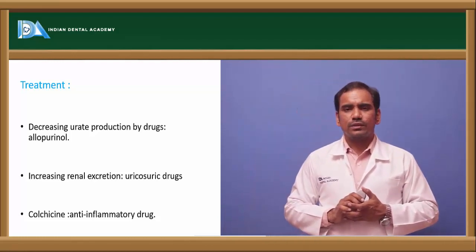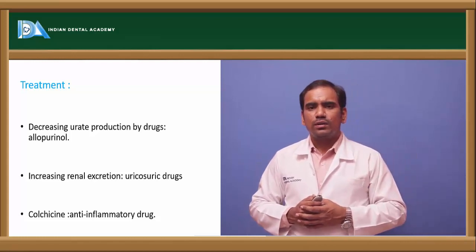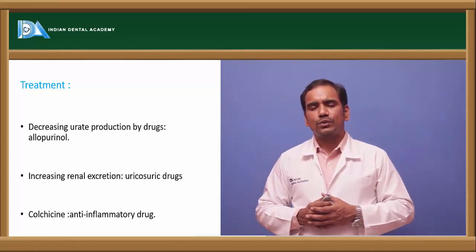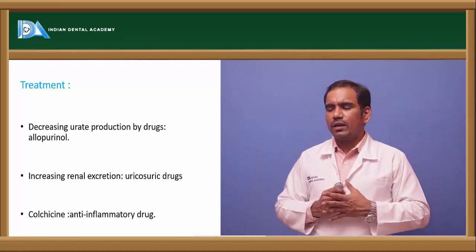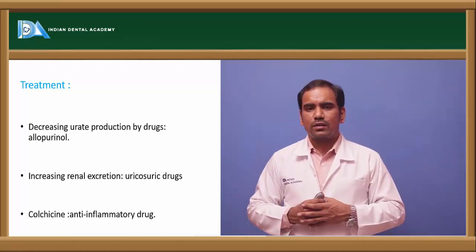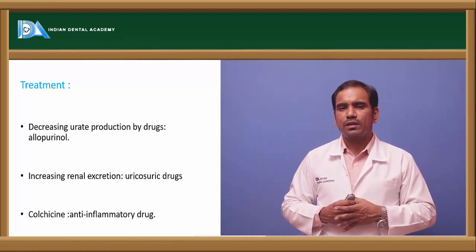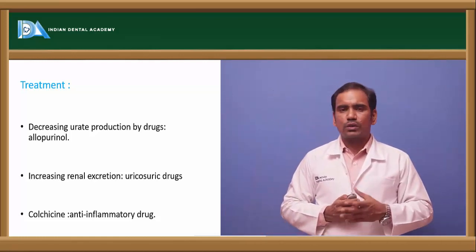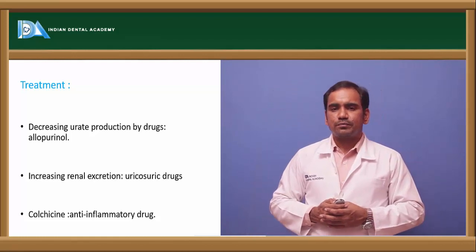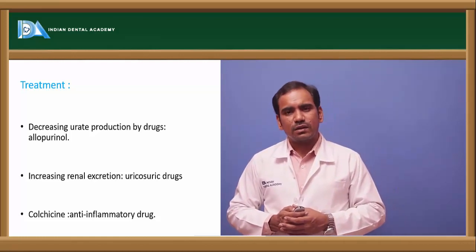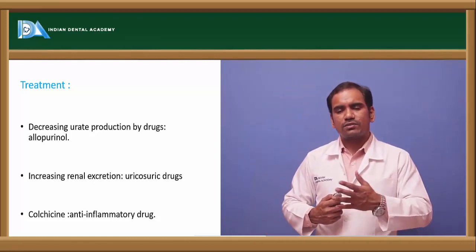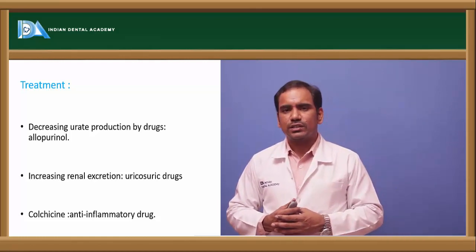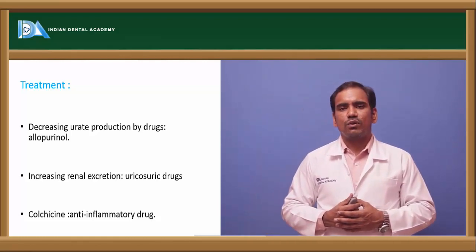And in case of gout, there is increased inflammation. That inflammation can be treated by a drug called colchicine. Colchicine is an anti-inflammatory drug that is also used in case of gout. So this is how we can treat gout, by decreasing the synthesis of uric acid, by increasing its excretion, and the inflammatory condition is treated by using a drug called colchicine.